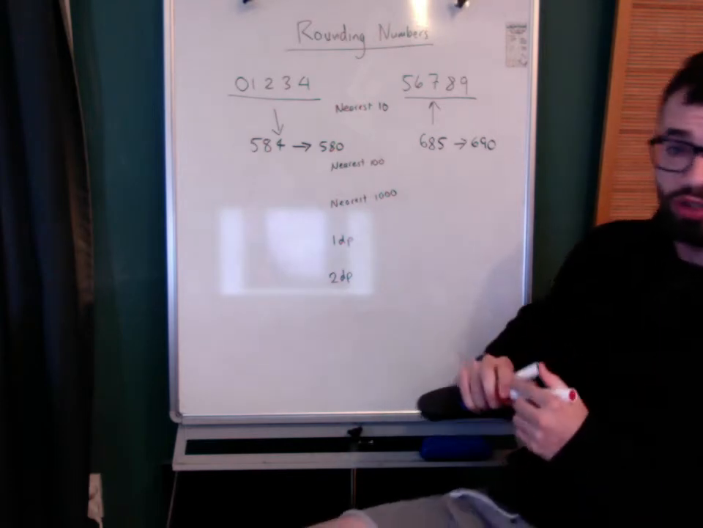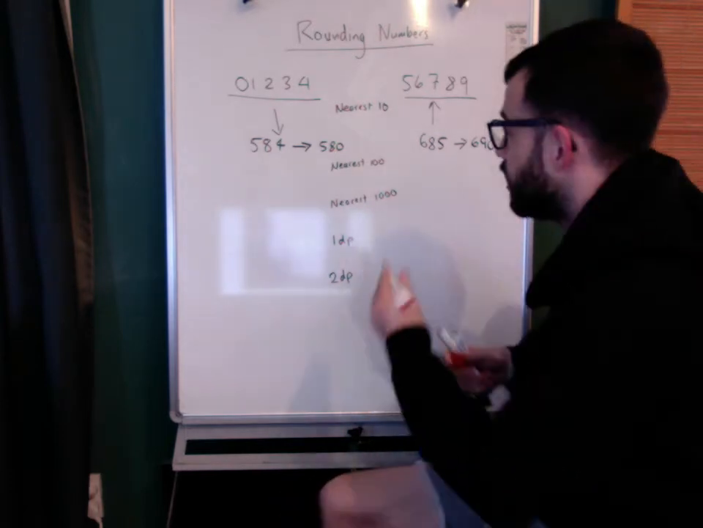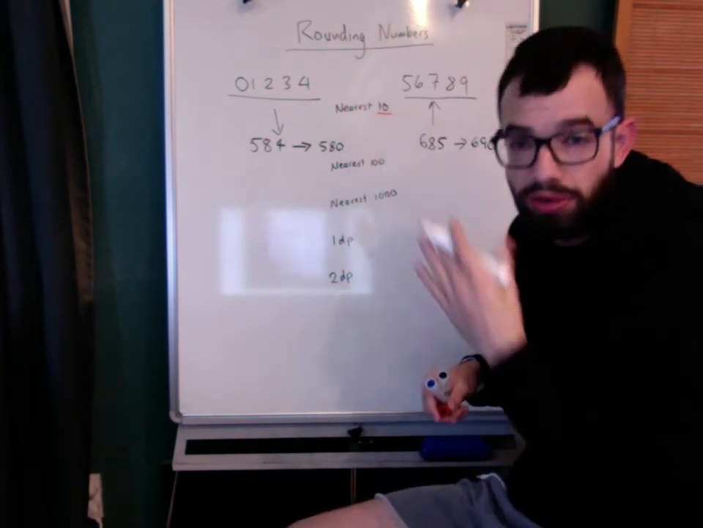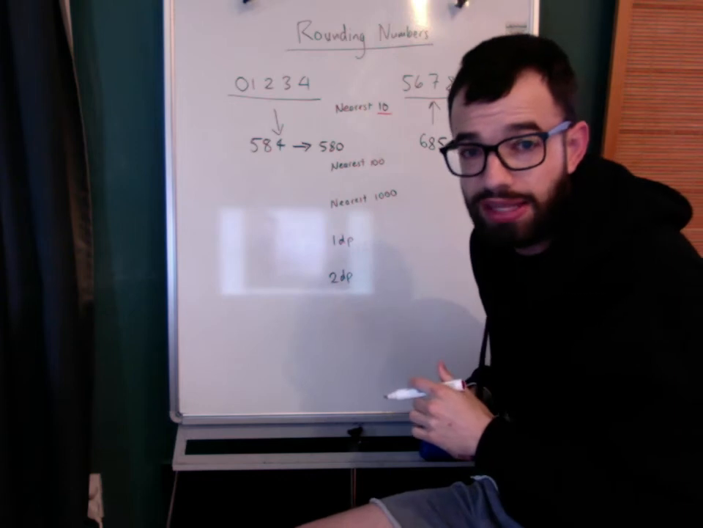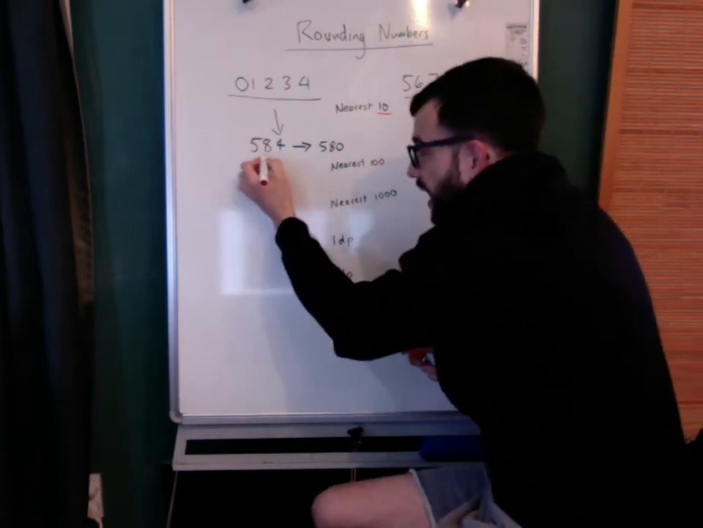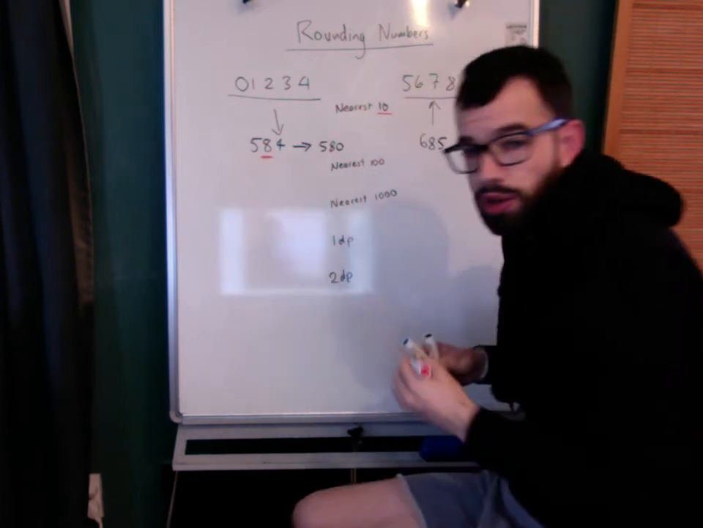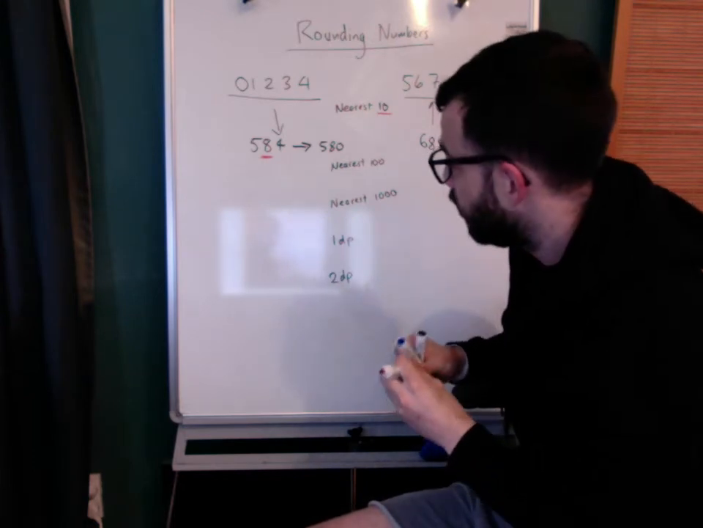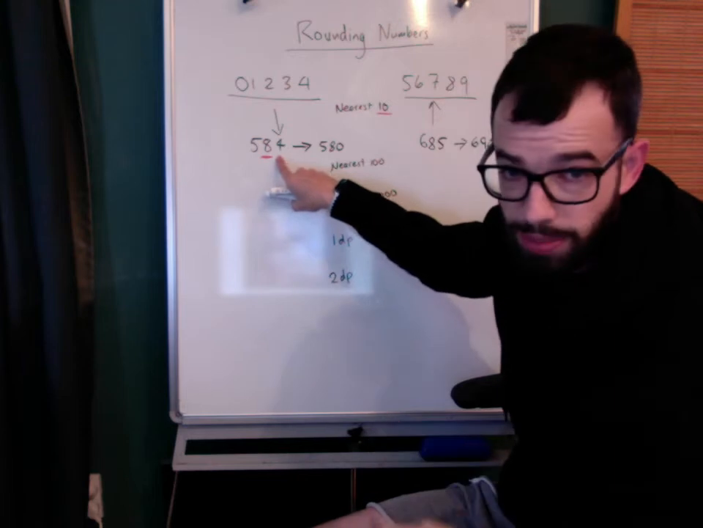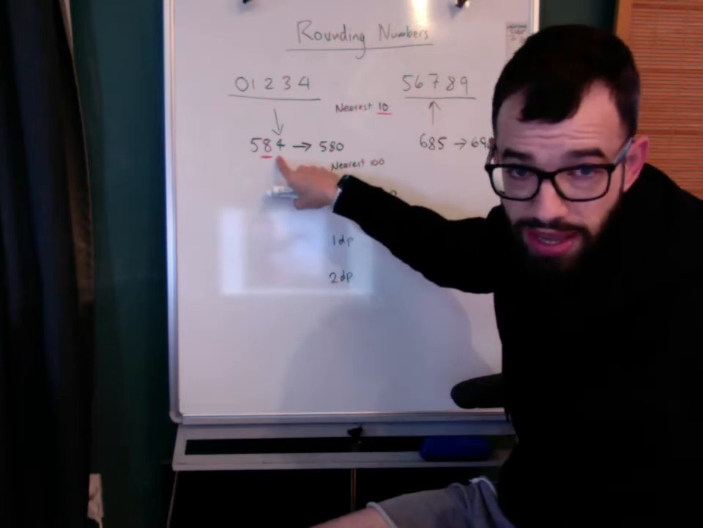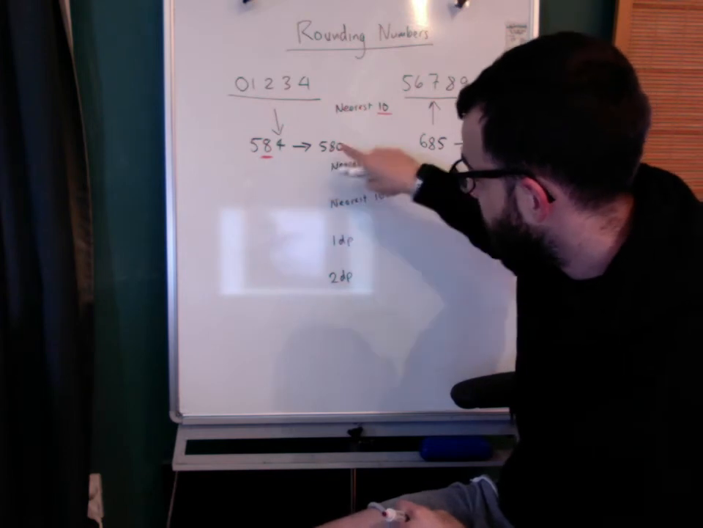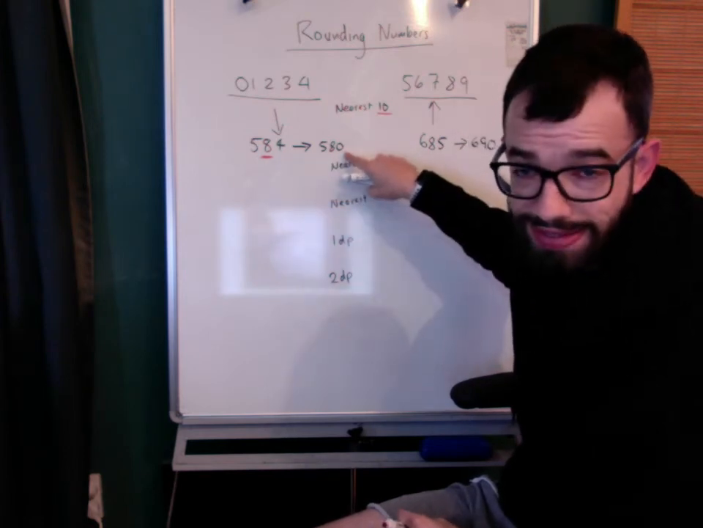I'm going to show you the process that I would go about to round that. The first thing I do is, because we're doing the nearest 10, we are rounding to the nearest number in the tens column. So I underline the column that I'm going to be rounding. That is the tens column. I look at the number to the right. Is the number to the right an up or a down number? In this case, it is a number that is going to be rounded down. So we round it down to 580.